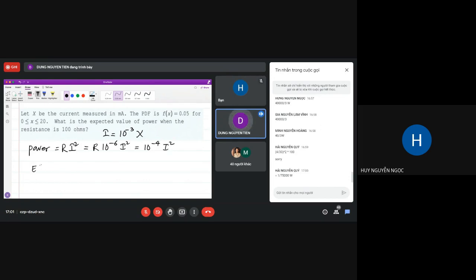Then the expected power is the expected value of 10 to the minus 4 times x squared. Then 10 to the minus 4 times the mean value of x squared. And that is 10 to the minus 4 times the integral from 0 to 20 of u squared times 0.05 du. Okay? Is there any questions?